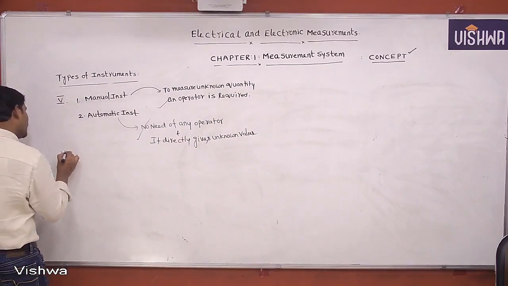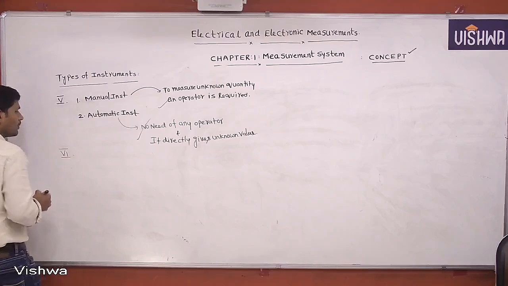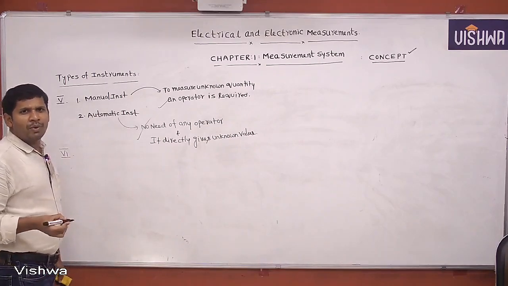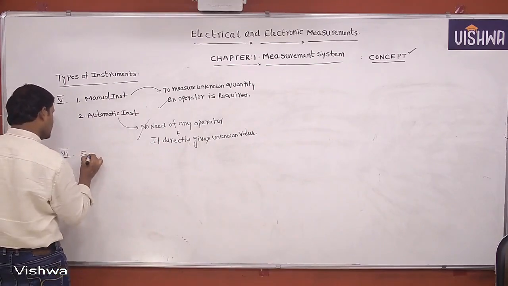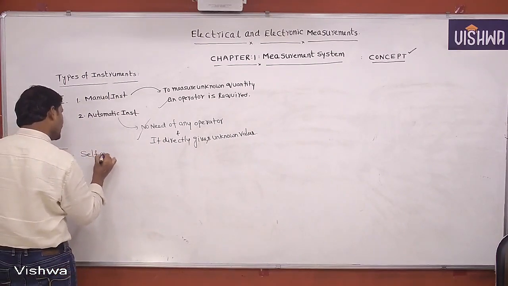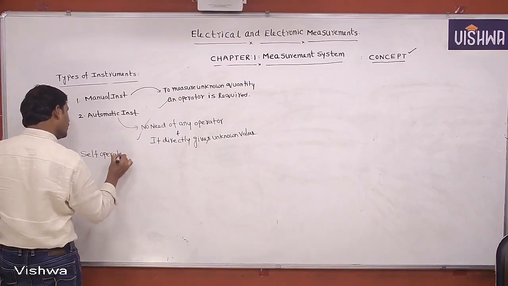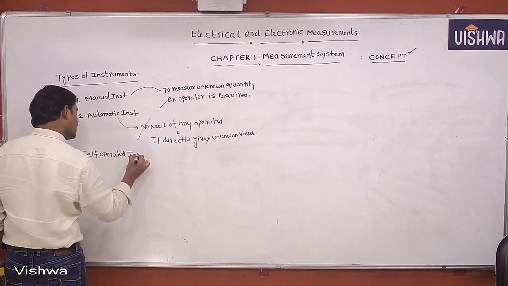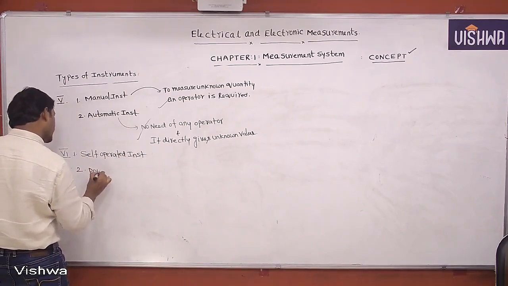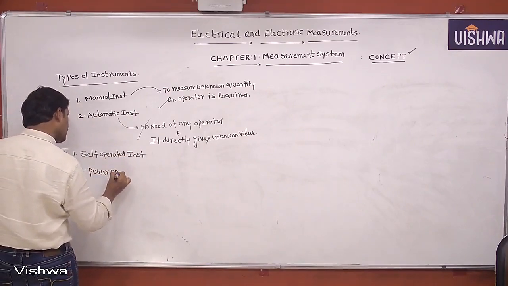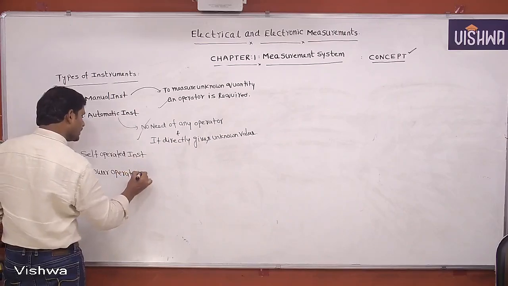The sixth classification of instruments is self-operated instruments and power-operated instruments. One is self-operated instrument. Another one is power-operated instruments.